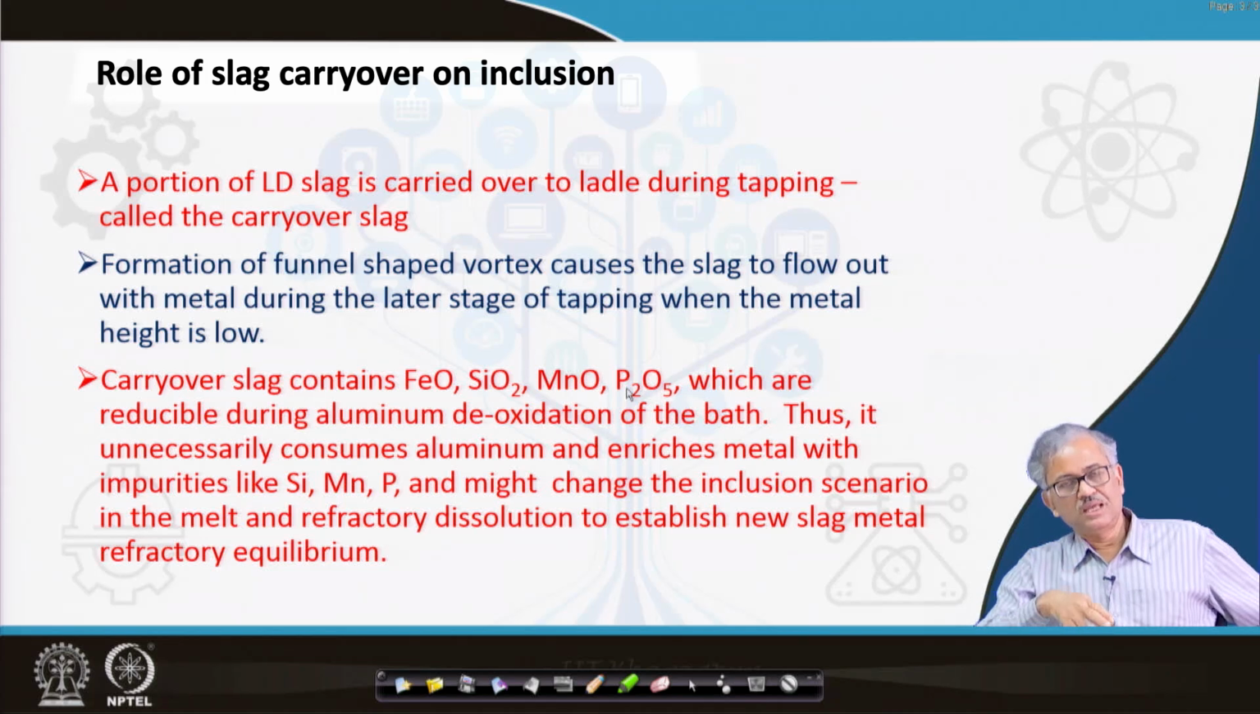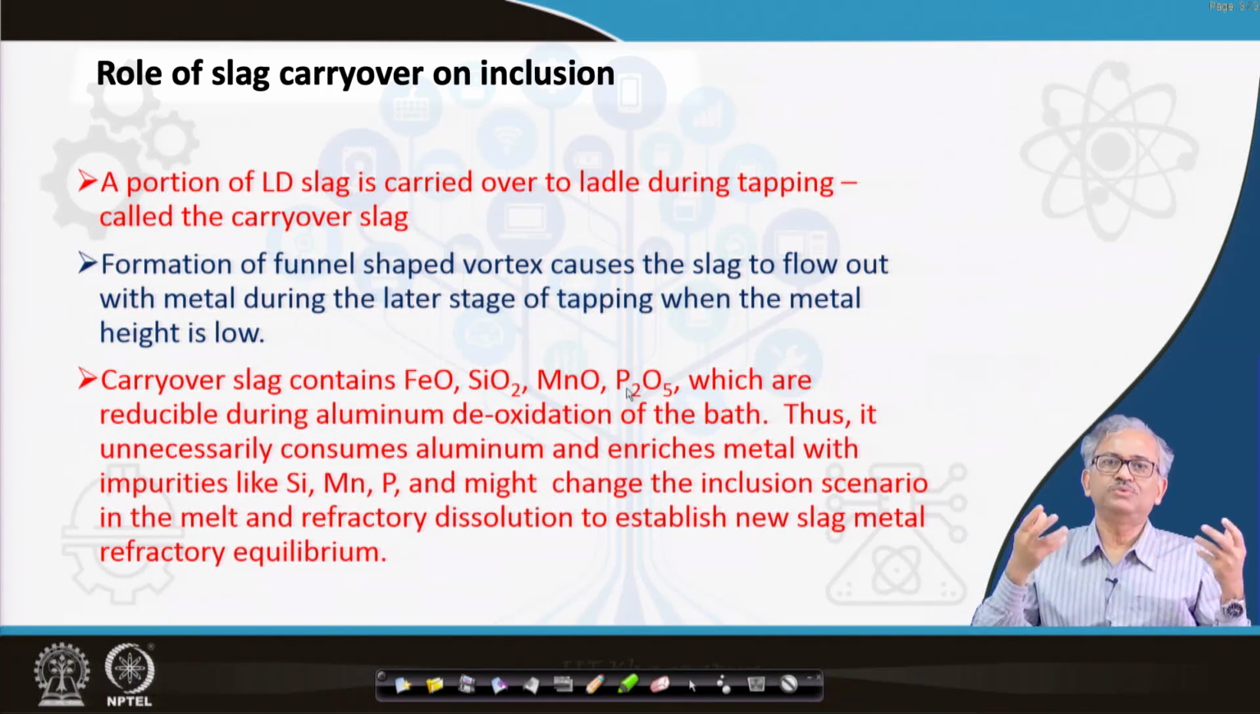Basically, unnecessary aluminum will be converted to Al2O3, and silica will be reduced to silicon, FeO will be reduced to Fe, MnO will be reduced to Mn, P2O5 will be reduced to P. So all the reversion will take place. From the slag, they will enter into the metal and enrich the metal with impurities. And a lot of aluminum consumption will be there. That will effectively reduce the yield of aluminum also. Okay, so that's why the carryover slag is not good.